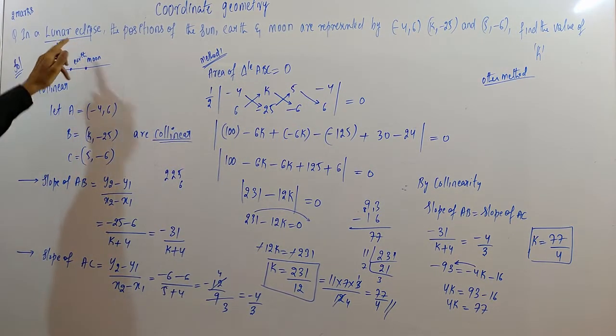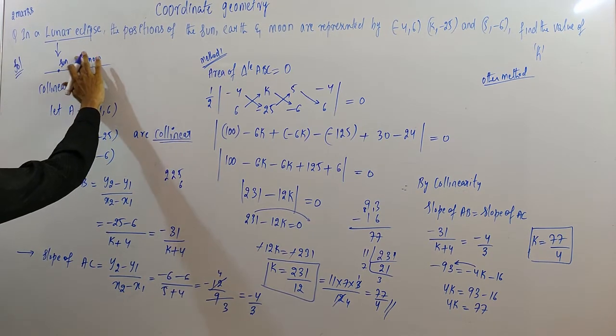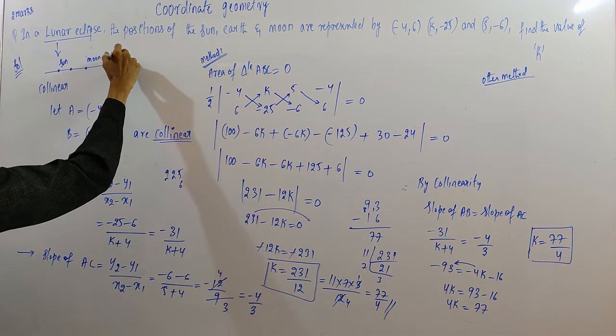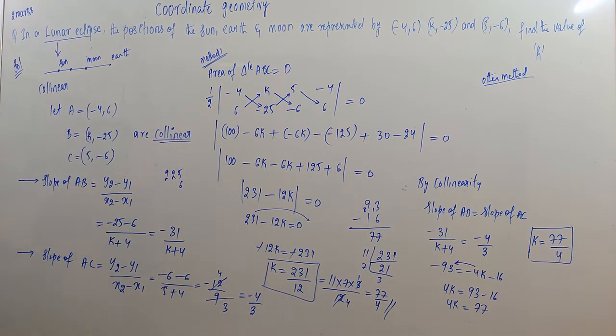Also in a lunar eclipse, I think first the sun will come, then the moon, and last the earth. Anyhow, they lie on the same line.